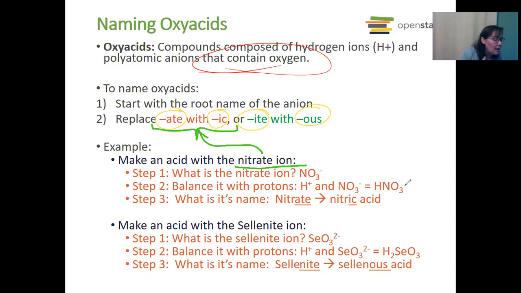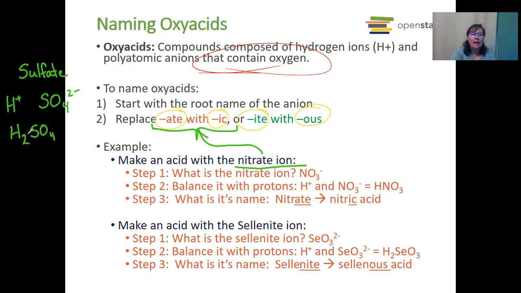Let's take a look at another one. Let's say that we have sulfate. Sulfate is SO4 with a 2- charge on it. When we combine it with an H plus, we'll need 2 of those. So that becomes H2SO4. We take sulfate, ate to ic, and this becomes sulfuric acid. And again, sulfur does that weird thing where it tacks on the rest of the word.